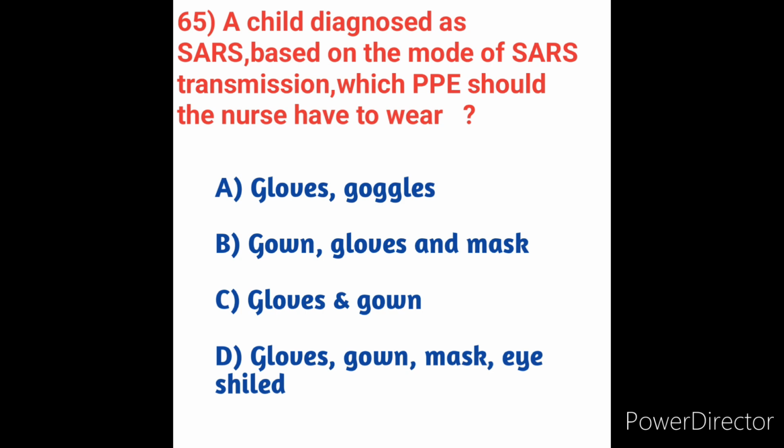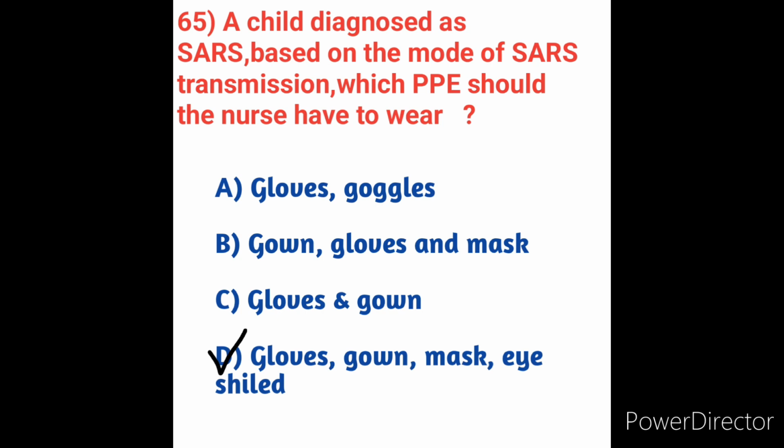Here option D, gloves, gown, mask, eye shield or goggles, is the correct answer. The child is diagnosed with SARS, and based on the mode of transmission, the PPE the nurse should wear is option D: gloves, gown, mask, eye shield or goggles.